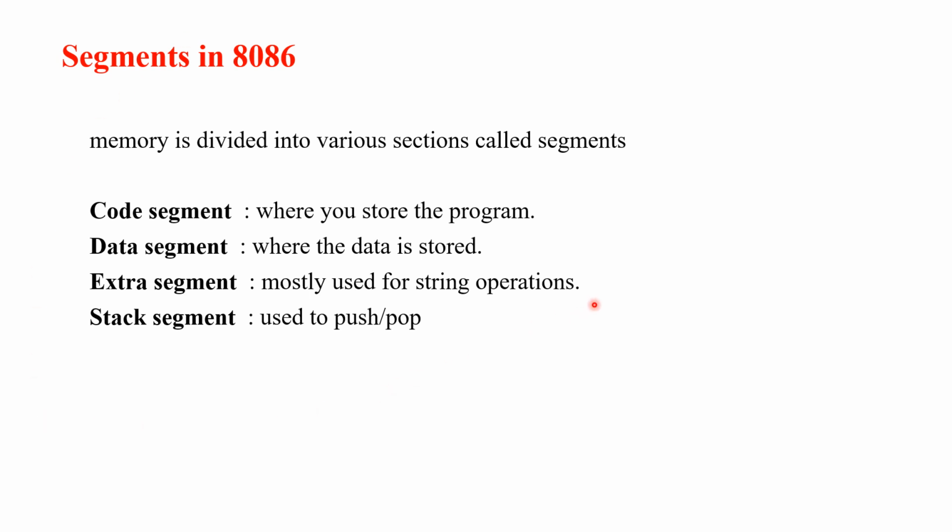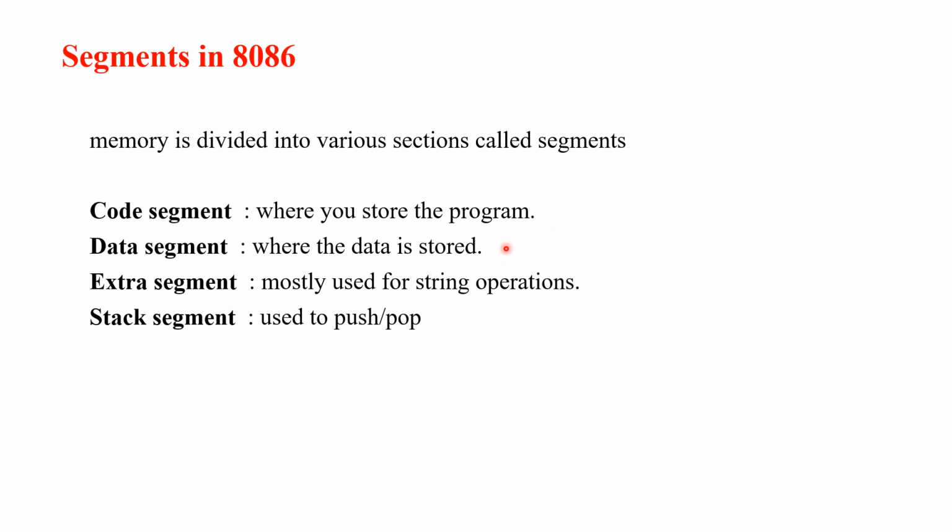The memory in the Intel 8086 microprocessor is divided into several sections known as segments. Each segment serves a specific purpose, enhancing the organization and management of data and instruction. Code segment: this segment contains the executable program code. It stores the instructions that the CPU will execute.